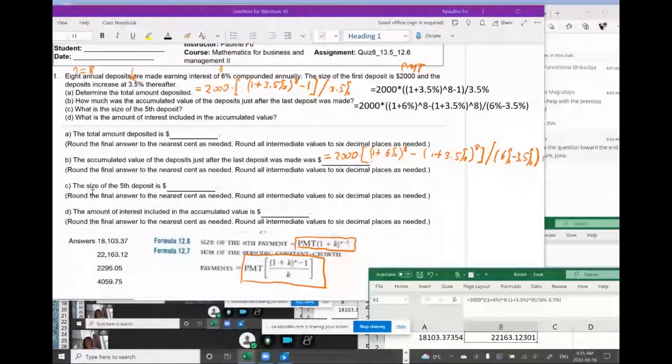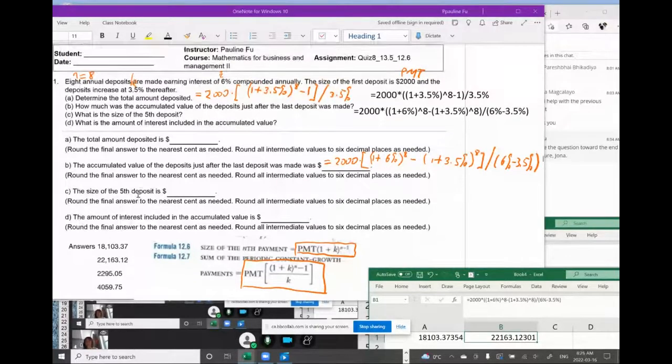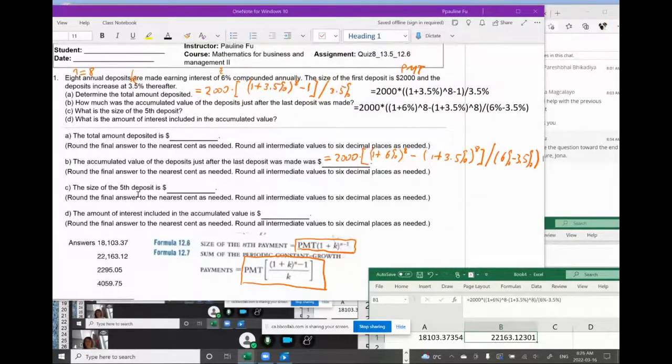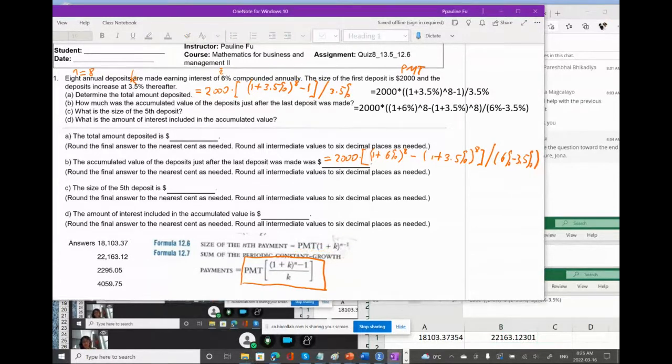Now question C. The size of the fixed deposit. Okay, the size of the fixed deposit. We need to use this formula here. The size of the Nth deposit. The size of the fixed deposit is equal to 2,000 times 1 plus k, k is 3.5%, raised to power n minus 1. 5 minus 1 is 4.